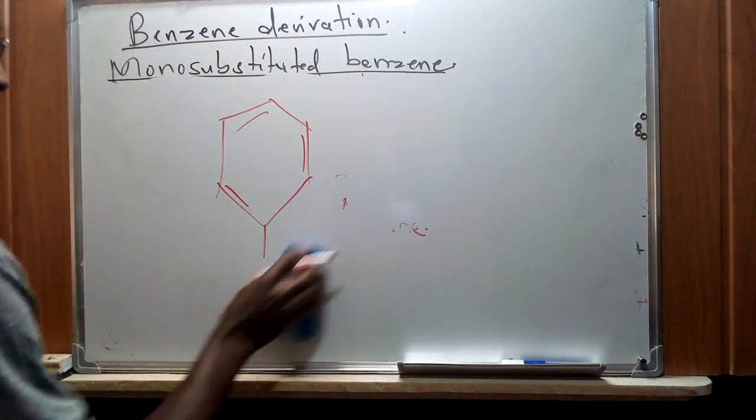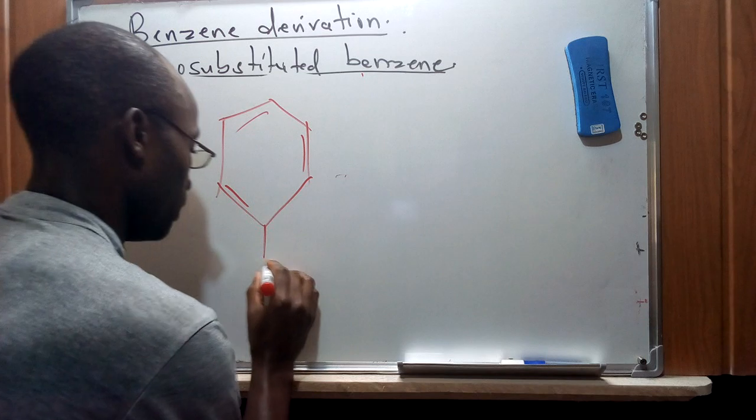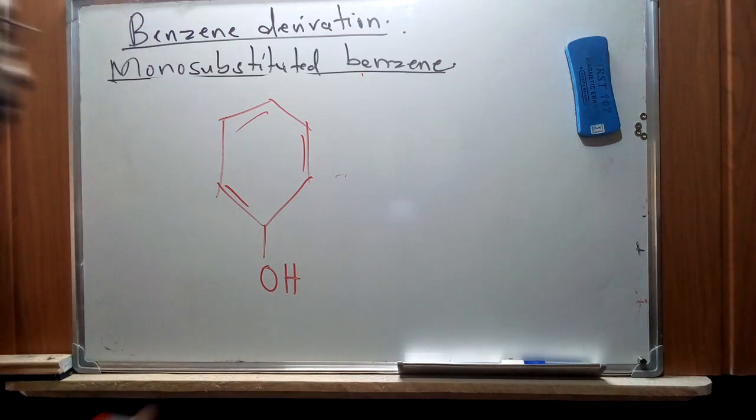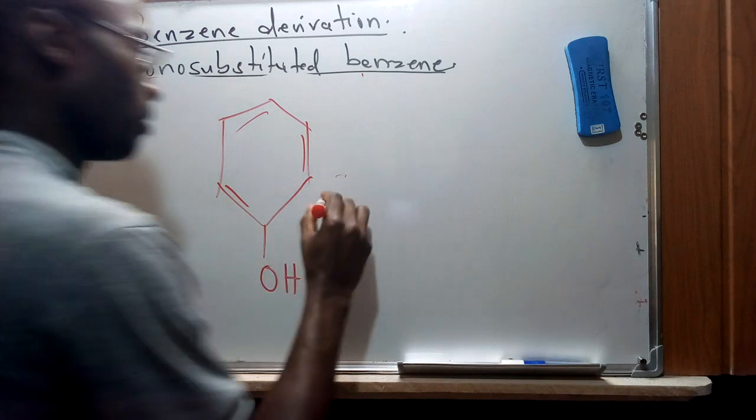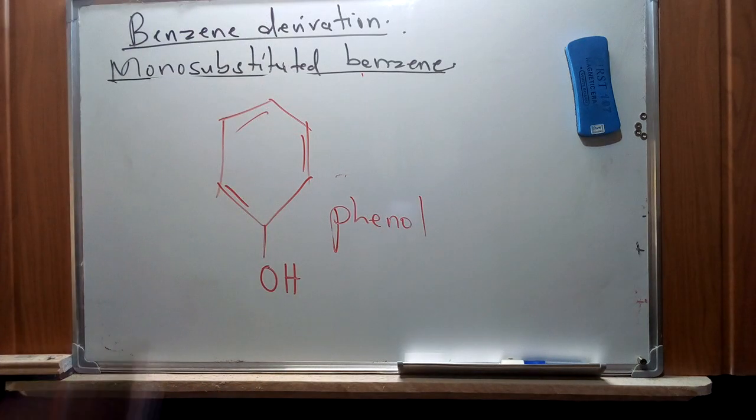And then there's another one, which is a substitution of an OH group at that particular point. So it also has a special name that we call a phenol. It's an alcohol, of course, which contains a cyclic aryl group. So the name is known as a phenol.